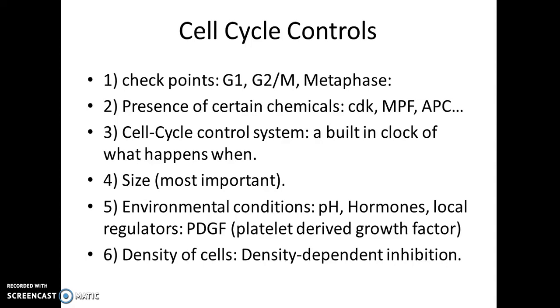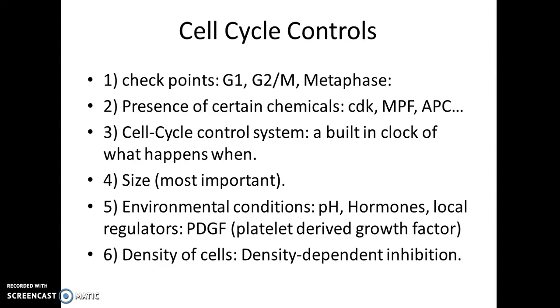Number 4: the size is the most important thing for the cell. The cell has to be a specific size, so it has to grow a lot during G1 through the protein synthesis phase. If it does not grow a lot during G1, it will not enter the cell cycle, will not go through G1. Instead, it will be part of G0 or go into G0.